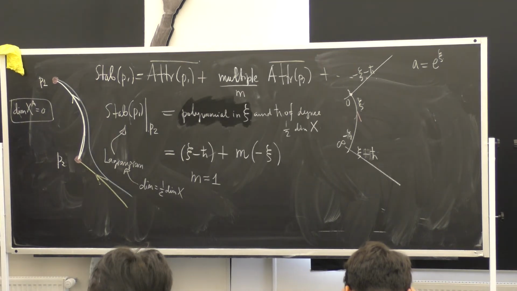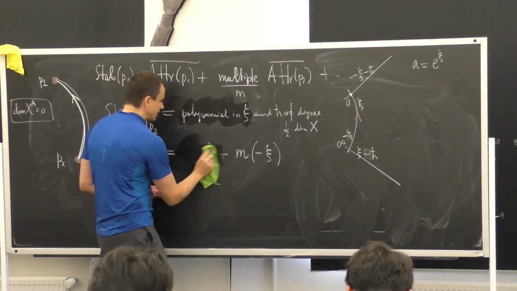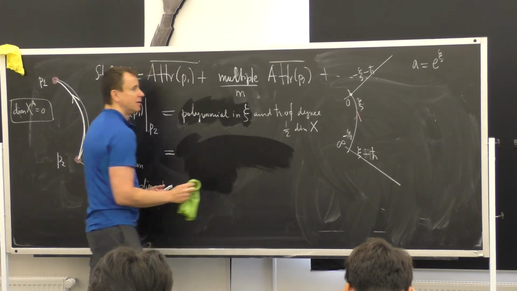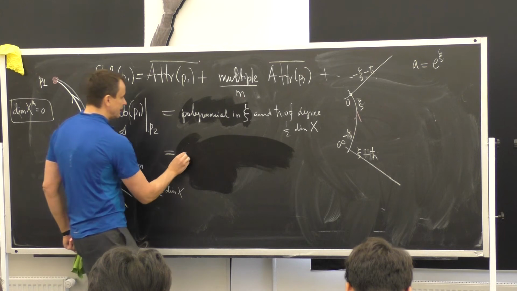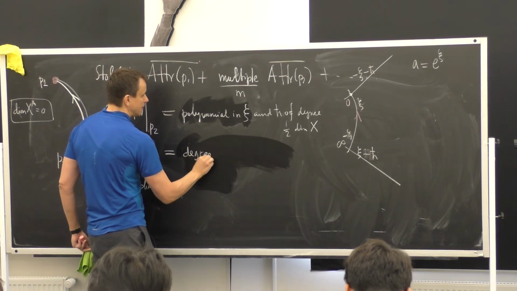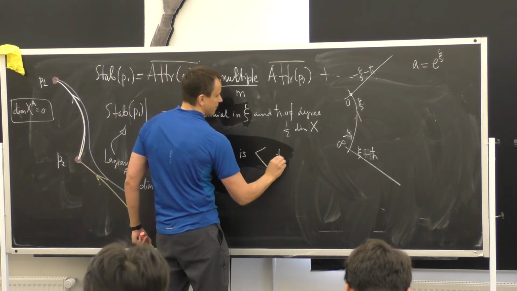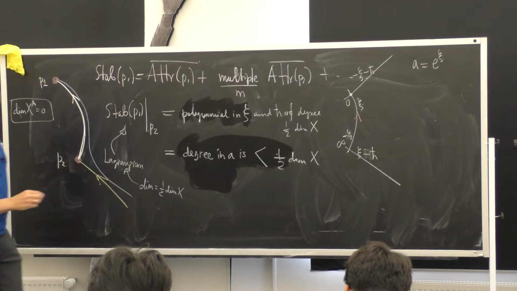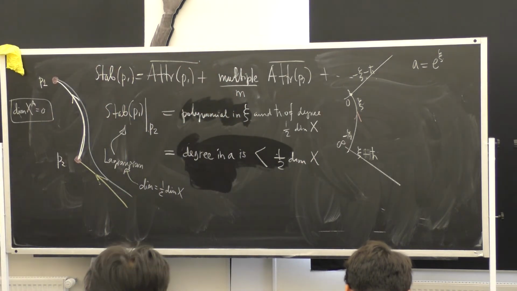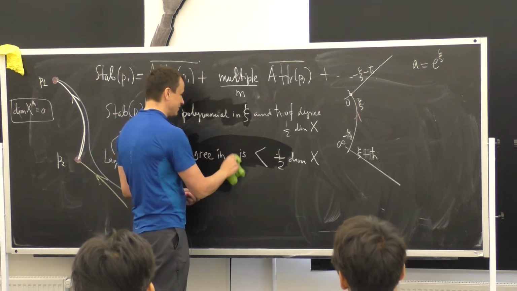Okay. And so then the fact that it's in fact divisible by h, we can rephrase as saying that in fact the degree in A is really less than 1/2 of the dimension of X. That's so in xi again. I apologize, I use xi here.